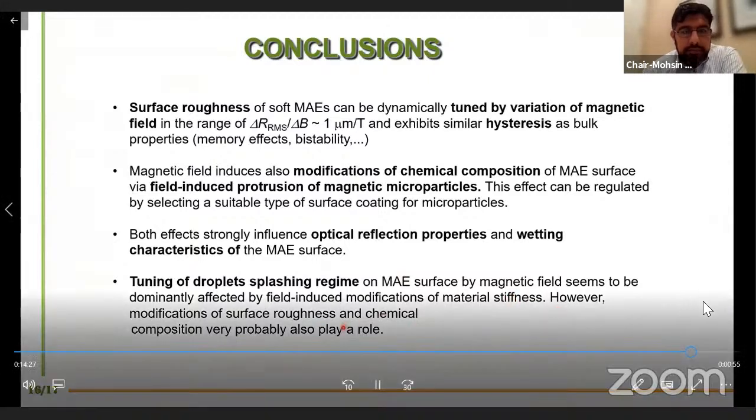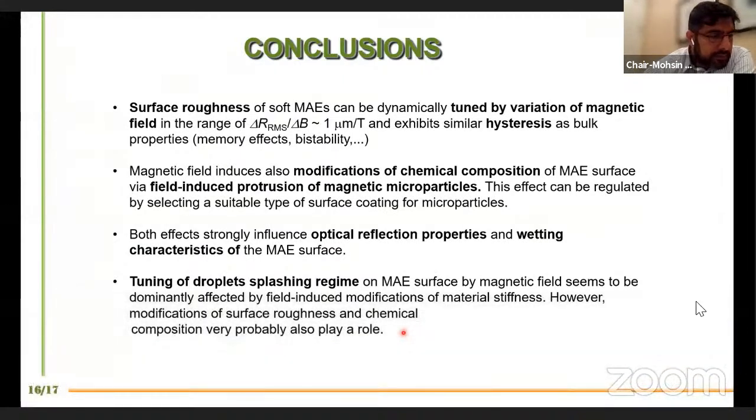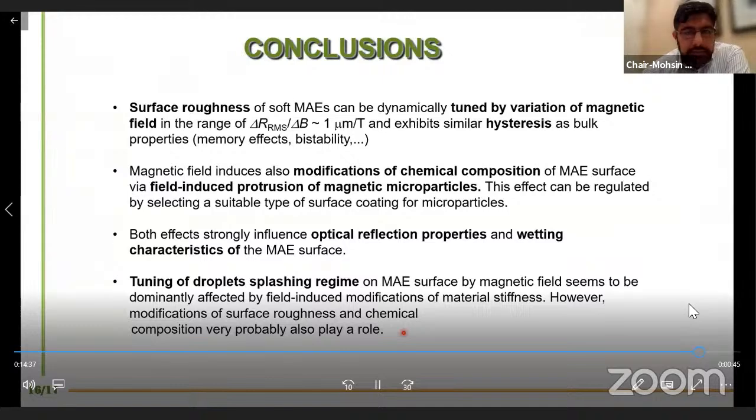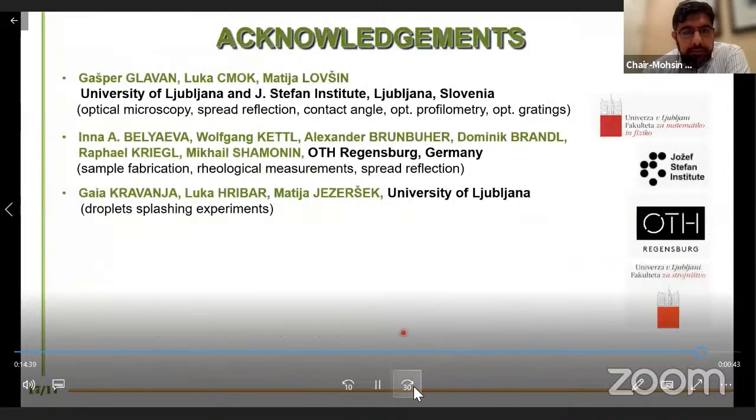Besides this, we believe that, of course, modifications of surface roughness and chemical composition definitely play a role also in droplet splashing, but these effects still need to be investigated in the future. With this, now I came to the last slide.